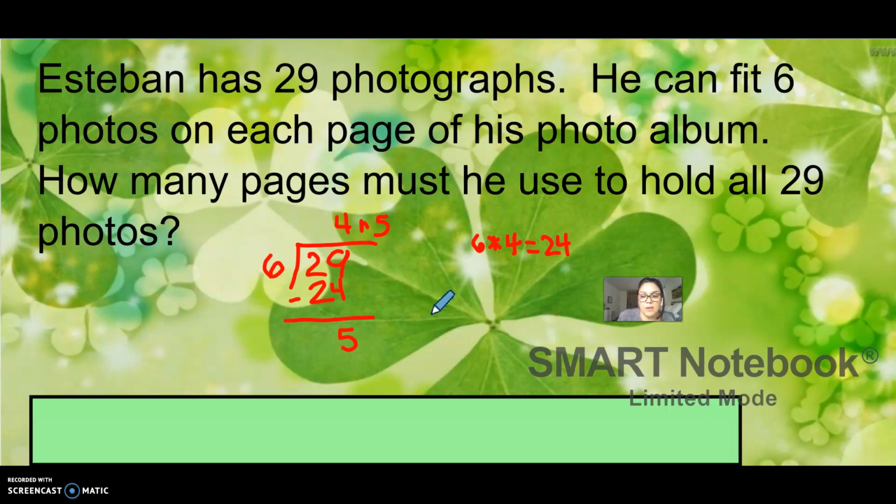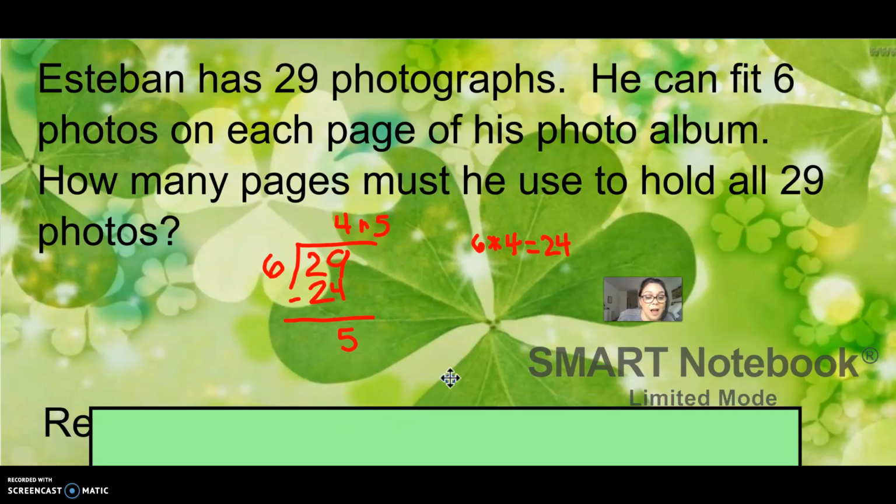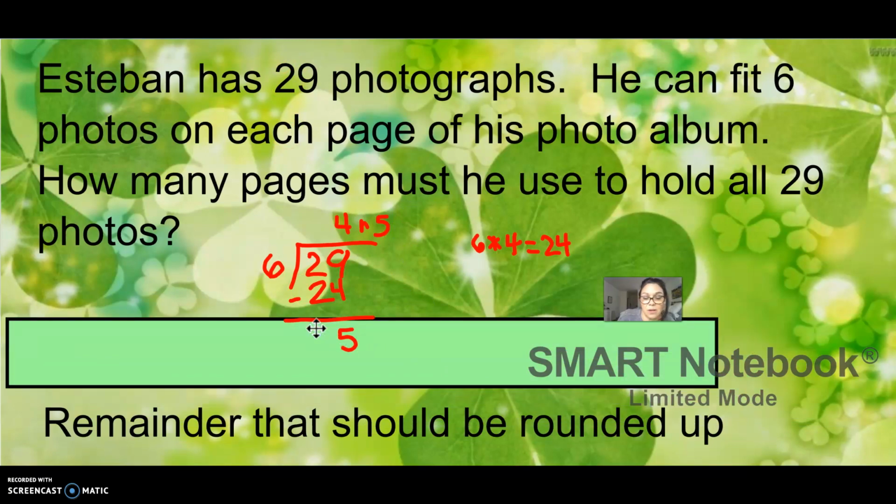Okay, what do I do with the remainder now? What is my remainder? So 29 were photographs. So if I use 4 pages on a photo album, that means I would be putting 24 photos into the photo album, and there are 5 photographs left over. Wait a minute, he doesn't want to leave these 5 photographs out of the photo album. No, he wants to include those. I'm going to need another page. I need to round up this remainder. So in order for Esteban to be able to fit all of his photographs, he's going to need another page for these 5 photographs. He is going to need 5 pages.